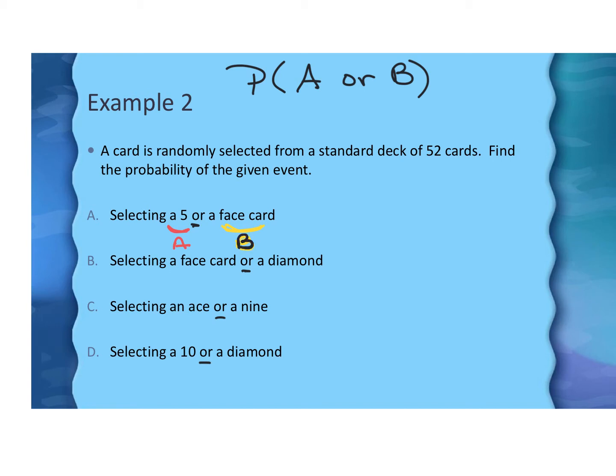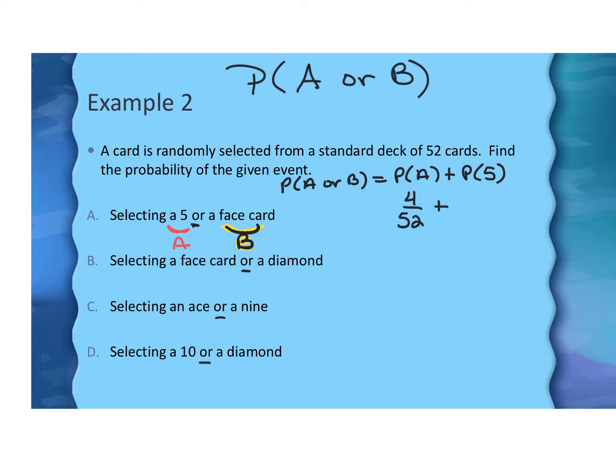Let me do this in black so it shows up. All right, so what we're doing is the probability of A or B. And because they're disjoint, we're just going to do the simple probabilities. So the probability of pulling a 5 plus the probability of selecting a face card. So in my deck of cards, there are 4 5s. You've got a 5 of clubs, 5 of spades, 5 of diamonds, and 5 of hearts. So out of the 52 cards, 4 of them are 5s.